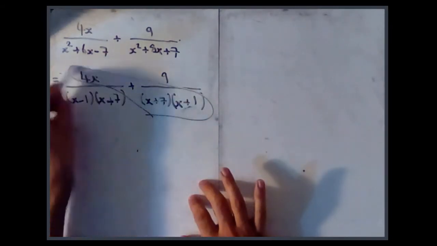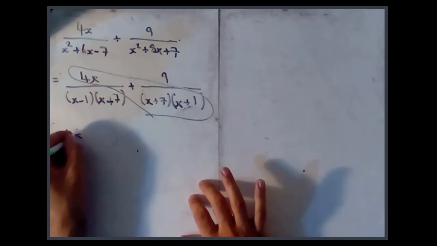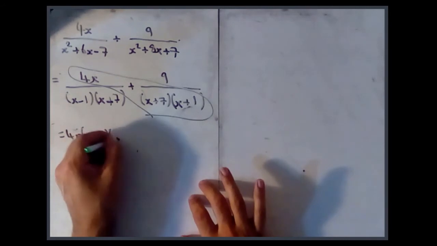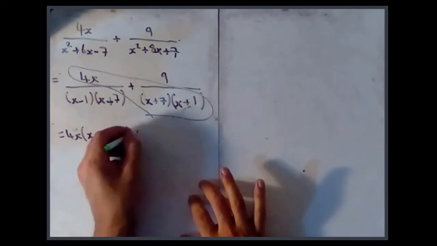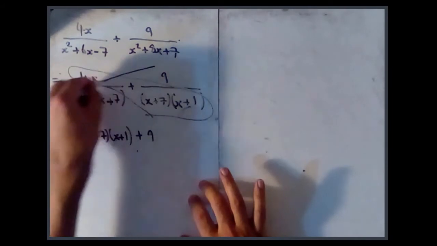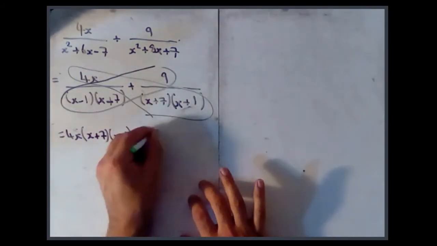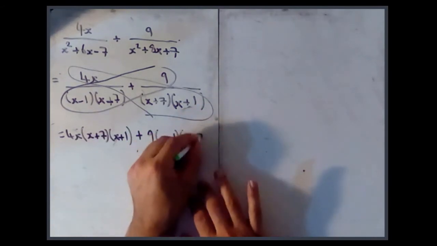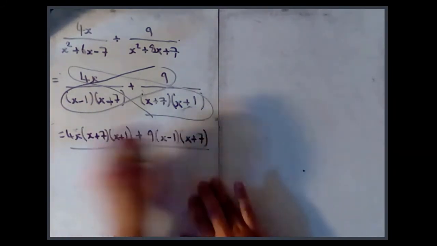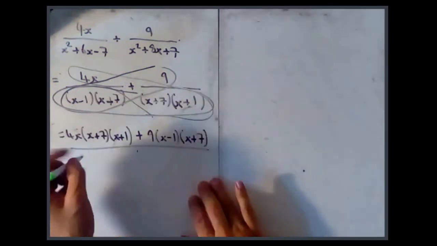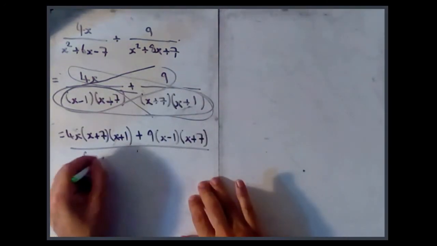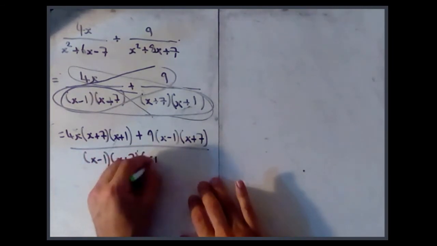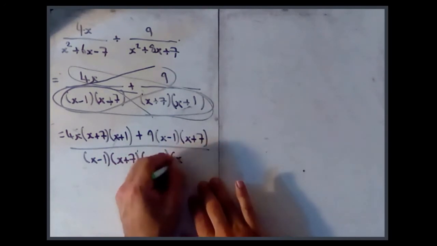Do this sort of diagonal approach. So equals 4x times (x plus 7)(x plus 1), plus 9 times this one, (x minus 1)(x plus 7), all over, and now we need to times all of these. I'm just going to write them. So it's (x minus 1)(x plus 7), another (x plus 7), and an (x plus 1).